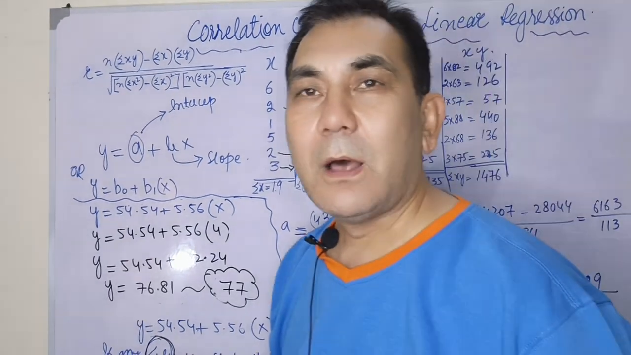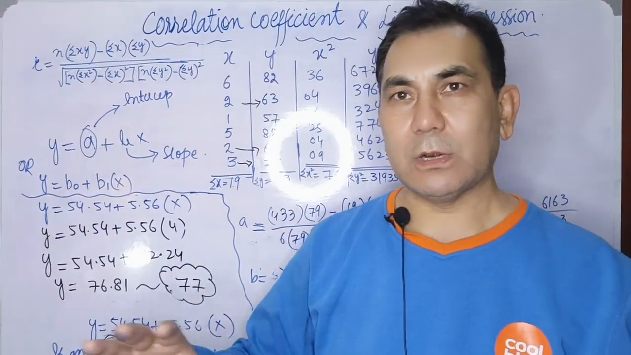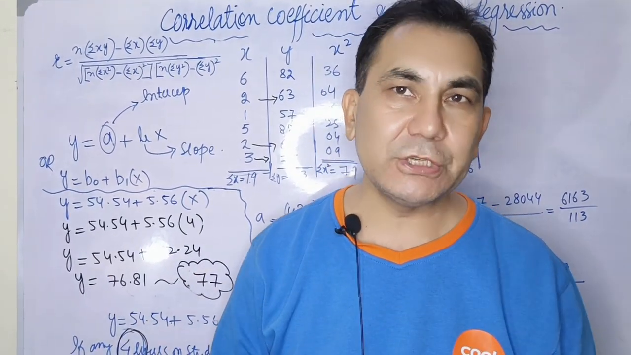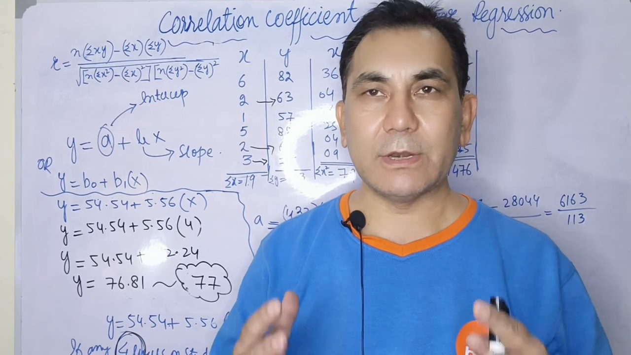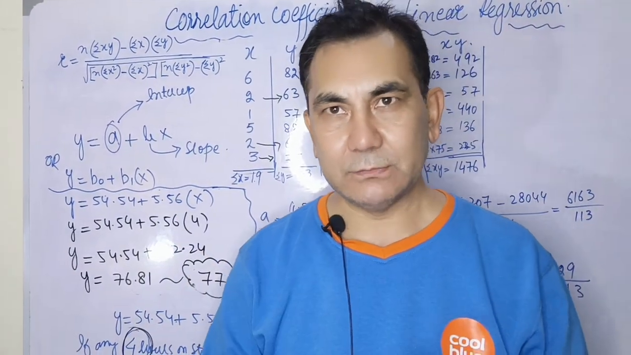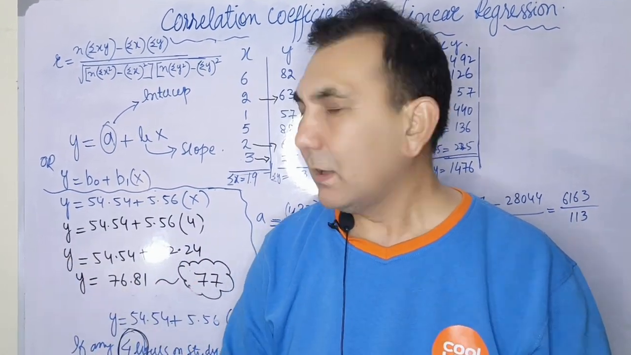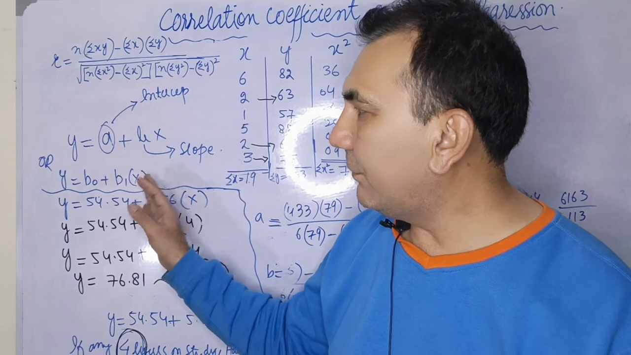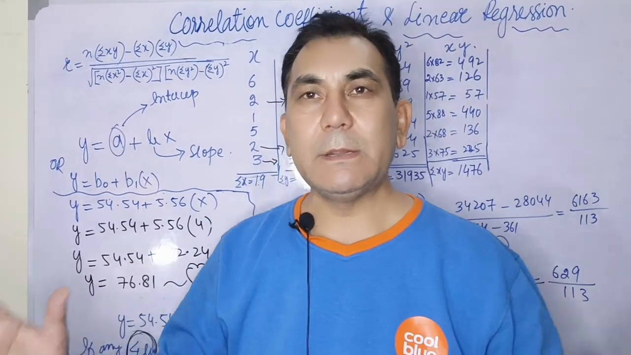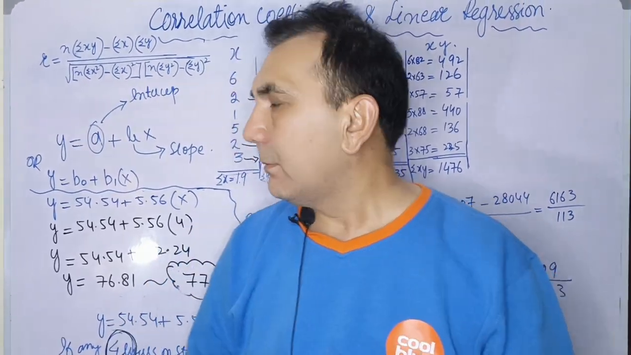Now I hope today's lecture has made your concept clear about how to calculate the correlation coefficient and the linear regression equation. This is the simple linear regression equation. It is not the multiple linear regression equation. In multiple linear regression, you add b1, b2, b3 and b4, and it is converted into multiple linear regression.